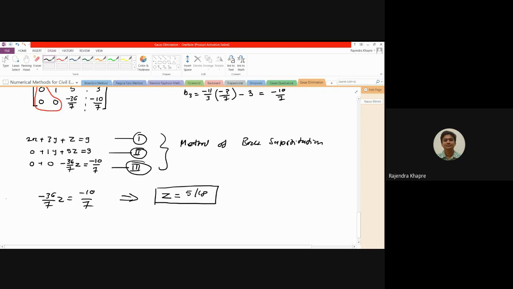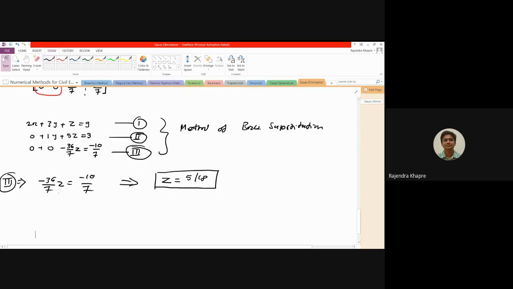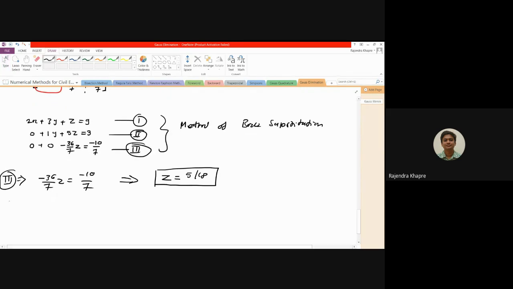Okay, and how did it come? It came from the method of back substitution, so we have used the third equation. Now in the method of back substitution, you always have to go in the reverse order, so I am going for the second expression now. The second expression says 1y plus 5z equals 3. So I can say 1y plus 5 times z, where z is nothing but 5 by 18, equals 3. Okay, so if you solve this, you should get the value of y. How much is this y?